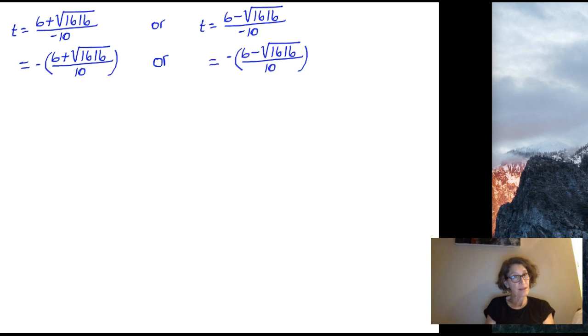And what does that mean? Well, we saw that when t was 0, the ball hadn't been thrown yet. And we're looking for the time after the ball has been thrown when it hits the ground. So we're looking for a positive number, a positive answer. And this answer is negative. What does negative t mean? Since when t is 0, that's just before the ball is thrown. When t is negative, that's way before the ball was thrown.